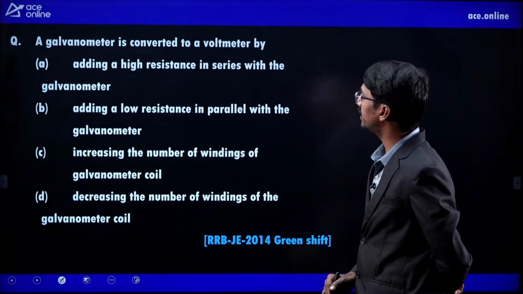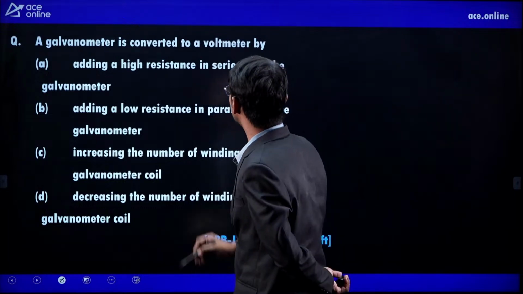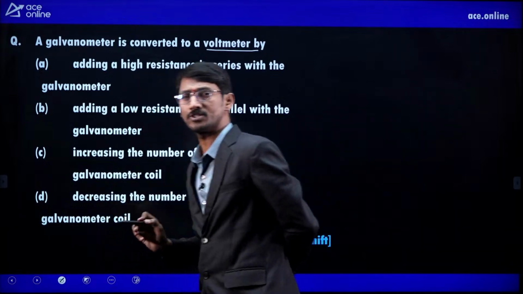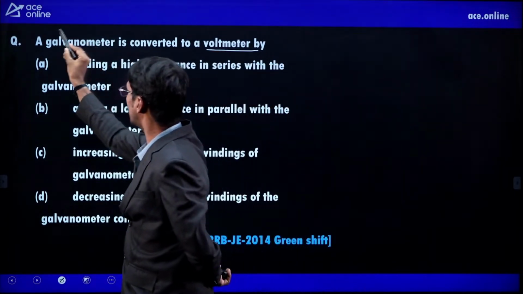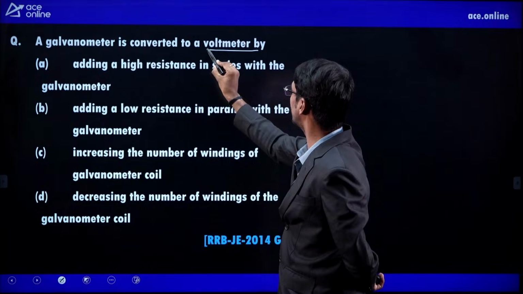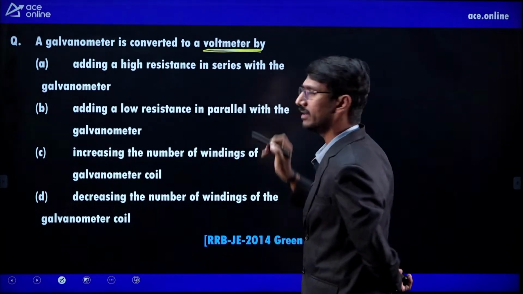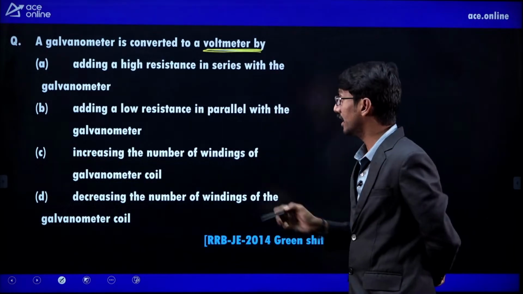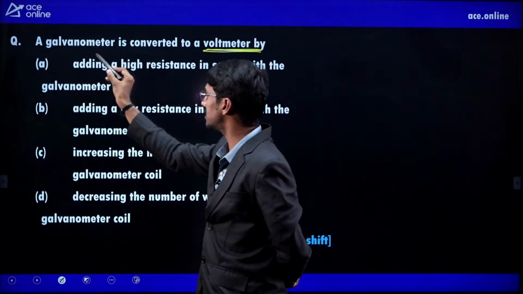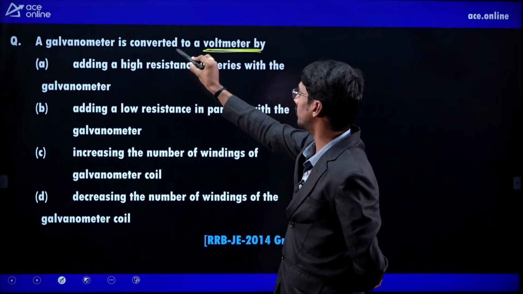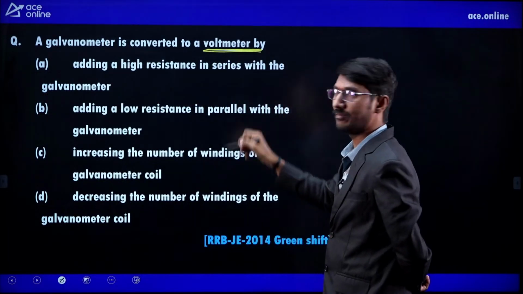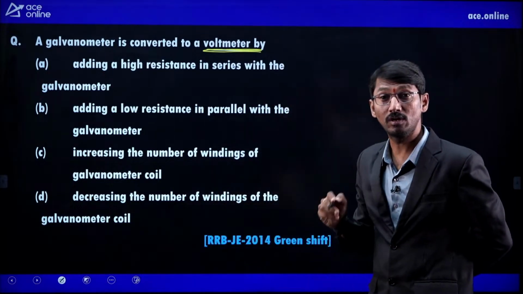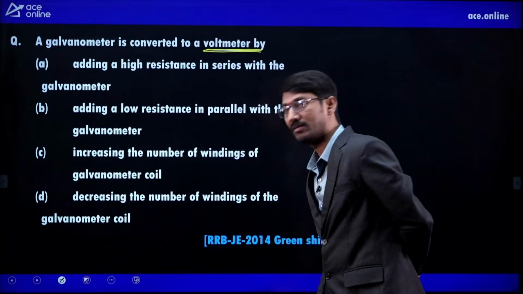Yes. Next one: a galvanometer is converted into a voltmeter. What is the meaning of this question? A small range meter is converted into a voltmeter. Nothing but indirectly voltmeter extension is happening. How can we make it? Galvanometer means generally small capacity. We are going for conversion into voltmeter. By which one? Guys, voltmeter extension will happen by which one?